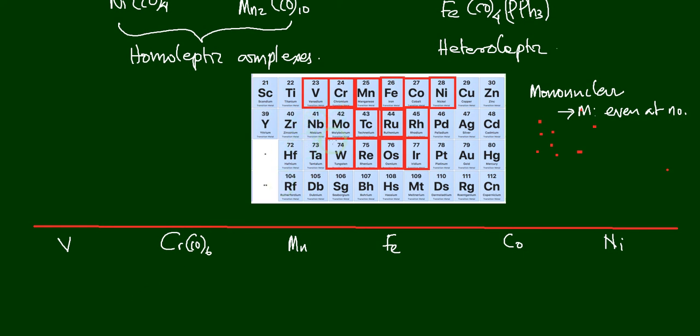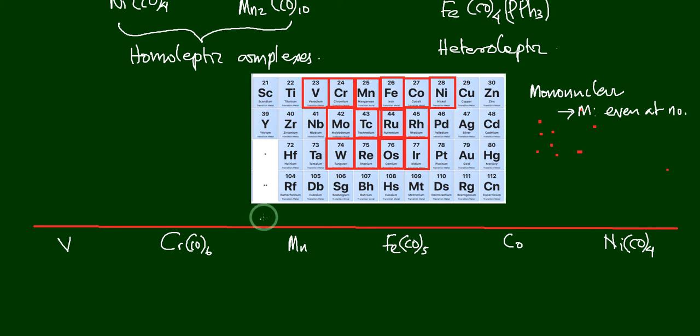After chromium, then comes iron. Iron also has an even atomic number, so it gives a mononuclear carbonyl complex, Fe(CO)5. And then comes nickel. Nickel also gives a mononuclear carbonyl complex, Ni(CO)4. So these are giving the mononuclear carbonyl complexes.